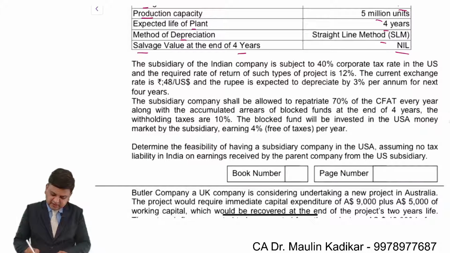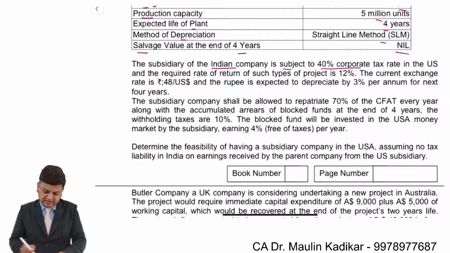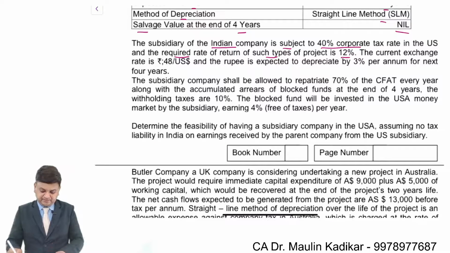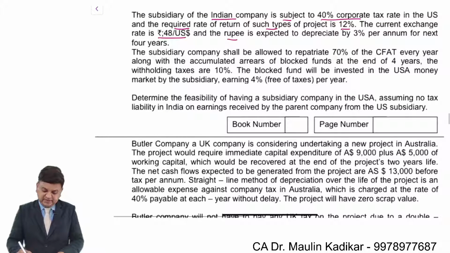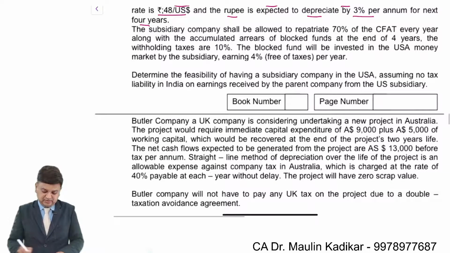The subsidiary company of the Indian company is subject to 40% tax rate in the United States of America. Required rate of return of such project type is 12%. Spot exchange rate is 48 rupees per dollar. Rupee is expected to depreciate by 3% per annum for the next 4 years. The subsidiary company shall be allowed to repatriate 70% of the cash flow every year along with the accumulated arrears of the blocked funds at the end of the 4 years. The withholding tax is 10%.